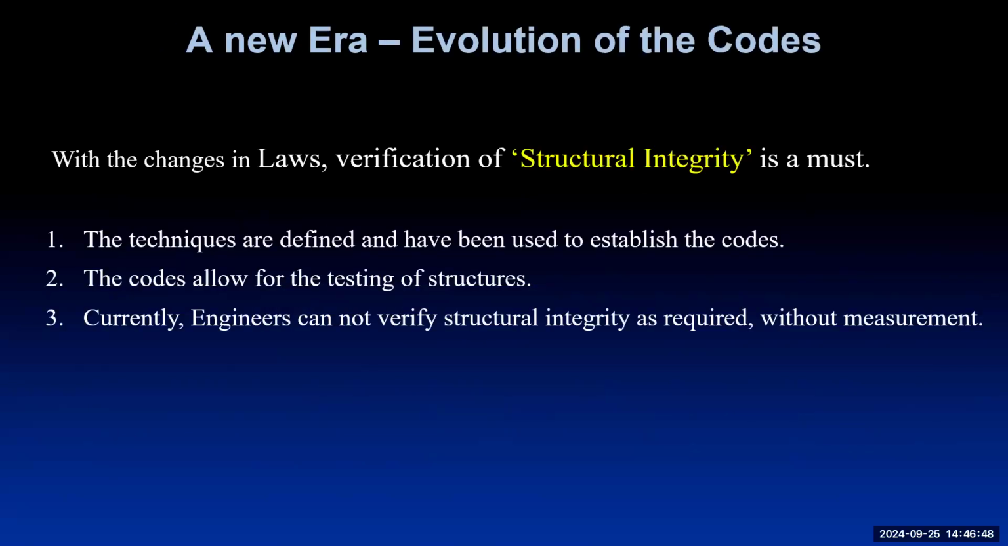Now, I'm moving on to what about structural integrity? How do we actually turn this around and say, okay, it's not acceptable to us to have buildings falling down. So what do we do? Well, first of all, we decide what structural integrity is. So the first element is that the techniques are defined and have been used to establish codes. I say the codes, but in practice, they've been used in various different codes in different places.